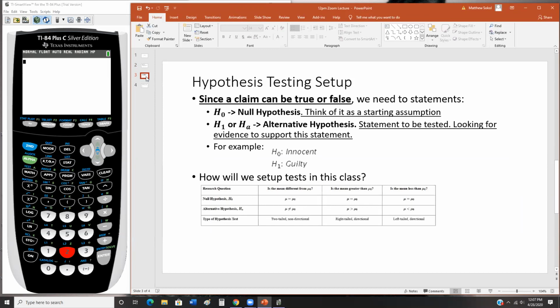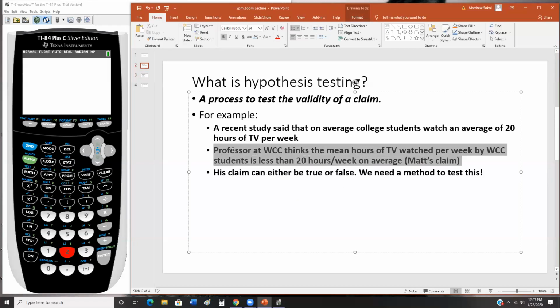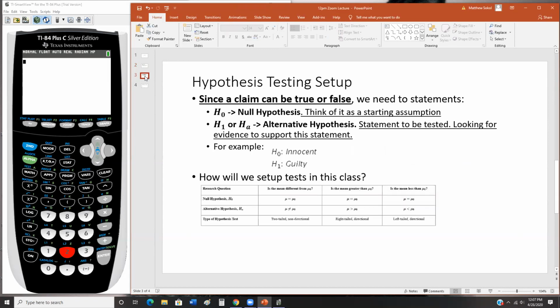Okay, so we got this claim. My claim here that we want to test to see is true is that the mean hours of TV watched per week by WCC students is less than 20 hours per week. All right, so because a claim can be either true or false, like my claim can either be correct or incorrect, hypothesis testing is going to involve two statements.